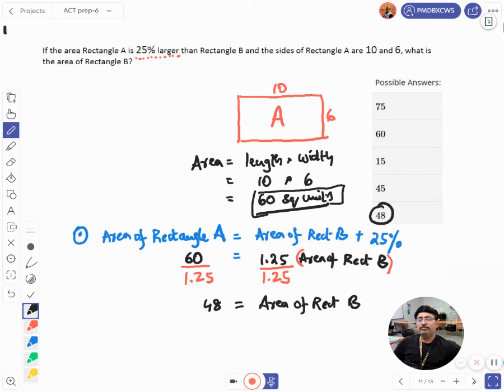As I mentioned before, when you read this one, 25% larger sounds a little difficult. But larger means it is 25% more. You take area of rectangle B plus 25%, that gives you area of rectangle A, but already we computed here as 60 units. Then 25% more means like $1 plus 25% of a dollar, that gives you 1.25. That's the reason I'm taking 1.25. You know how to eliminate this one. The inverse operation is division. Okay, so let's quickly jump to the next one.